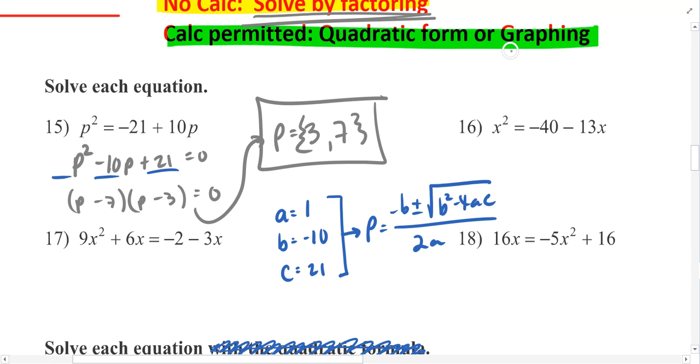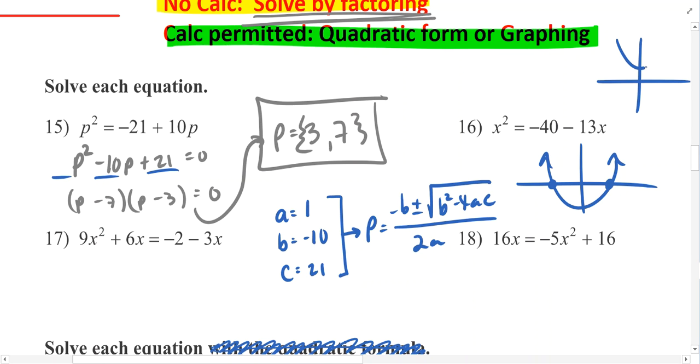Your other option, of course, is to graph and look for x-intercepts when you graph. The problem, of course, with graphing is that if you have a graph that does not have any x-intercepts, while there are no real solutions according to this graph, there are non-real or imaginary number solutions, and you would need to identify those as well. That's where the quadratic formula or other techniques might come into play.